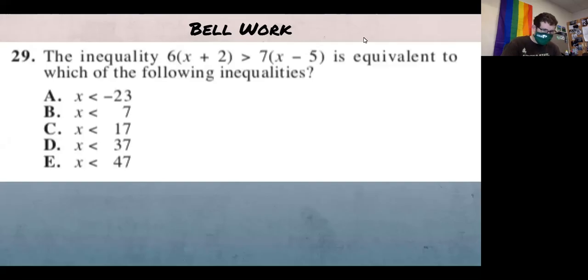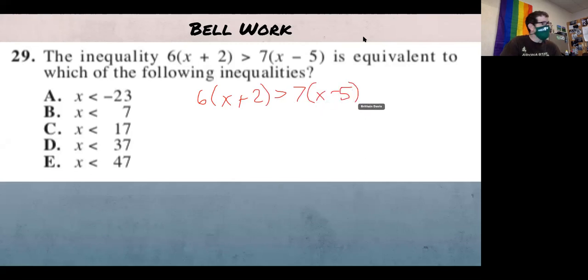So with this inequality, we're just solving for x, and we can treat this just like an equation for the most part. There's just a little bit we need to remember. Okay, so I'm going to go ahead and copy it down. 6 times x plus 2 is greater than 7 times x minus 5.